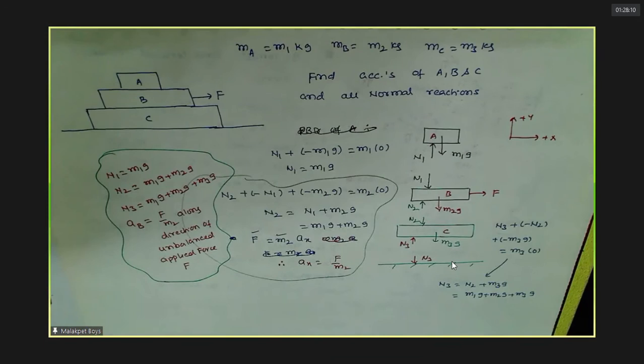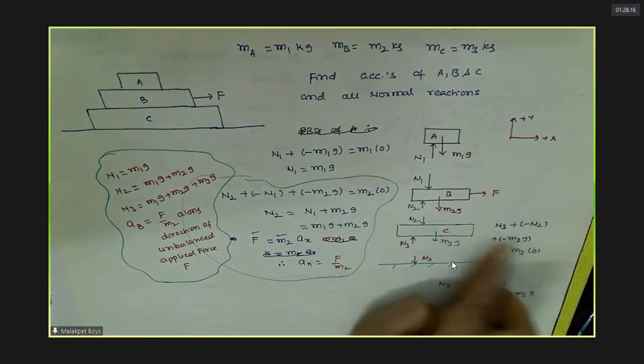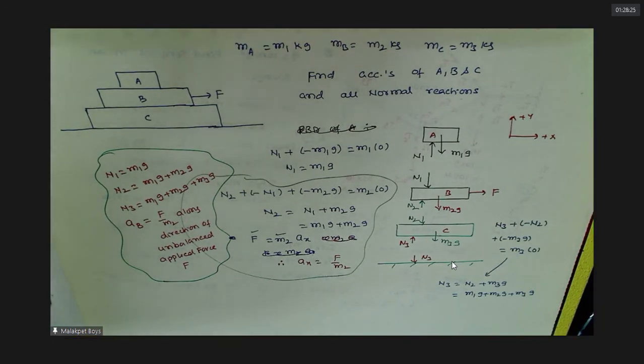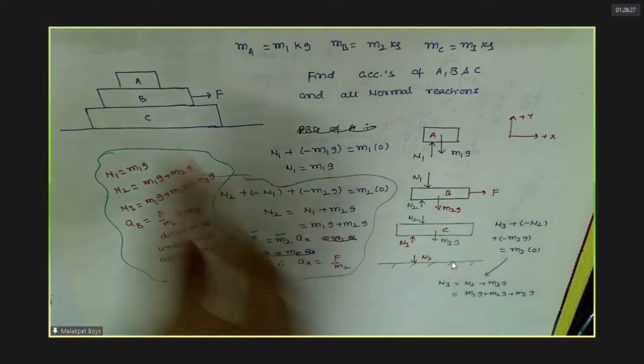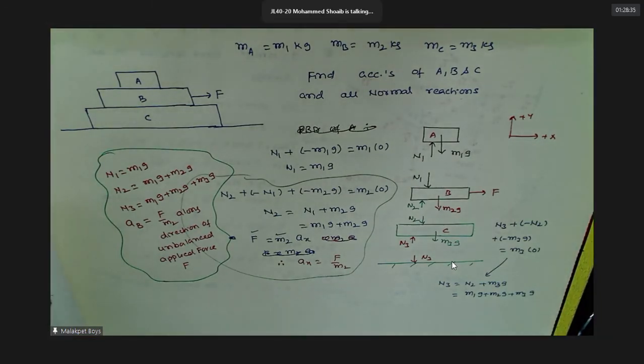Sir, accelerations of A and C are zero, no? There is no force on A and C. See, there must be an unbalanced force for acceleration to exist. Now these bodies cannot go into the ground. Can they go into the ground? No. If there is no force, there is no acceleration.